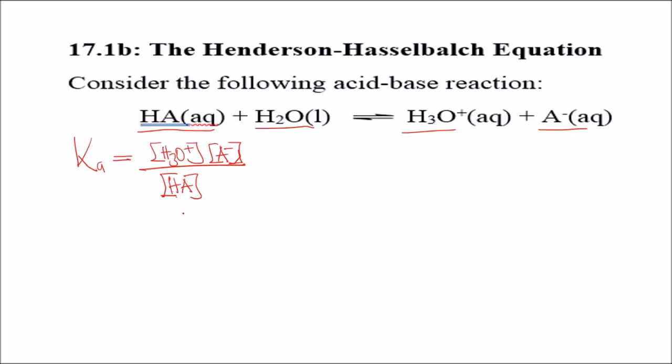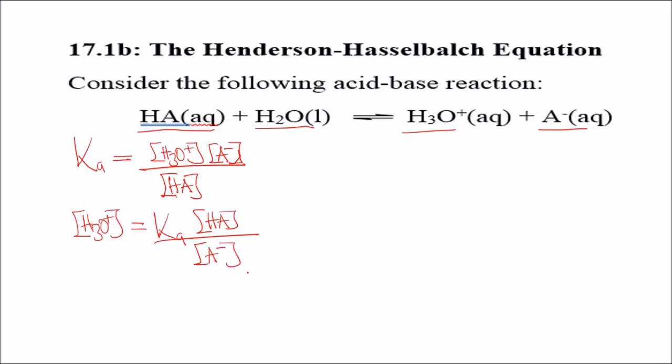Now, if you play around with this equation, you will find that if we make the hydronium ion the subject of the formula, so we'll have H3O plus, this one will actually be equal to Ka times HA divided by A minus. That's what is going to happen.